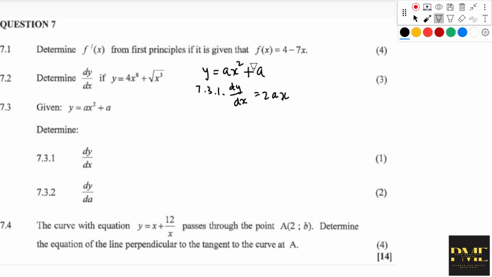Then we know here that our a is a variable. We said a variable is a symbol or a letter that represents an unknown number. So if you have a certain letter, it means the derivative of that letter is 0, because the derivative of a constant is 0, and we said the variable represents a number. Therefore, for 7.3.1 the derivative will be 2ax. Why? Because the derivative of a is 0. Okay, right, so as you can see, 7.3.2.